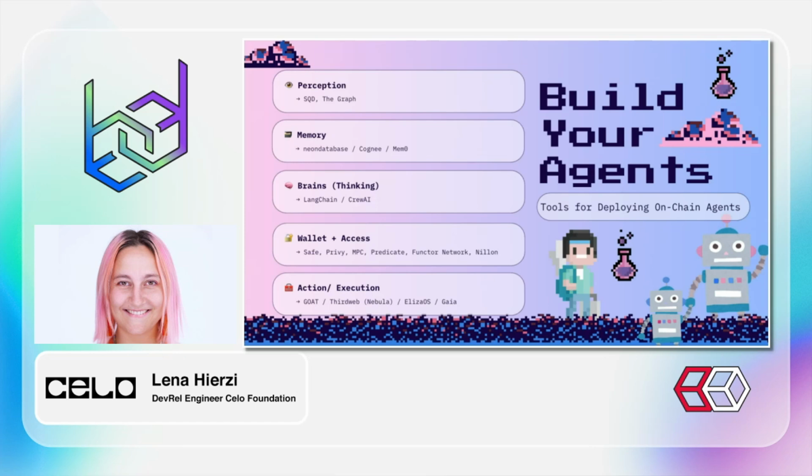Moving on to one of the most crucial parts: your wallet and your access. First of all, you would want to use a smart wallet for your agent. You can use Safe or Privy or Thirdweb or any kind of provider for smart wallets. The important thing here is, if you think about autonomous agents, it can be kind of scary because you're like, okay, I don't just want to give the agent my money and then it can go wild.